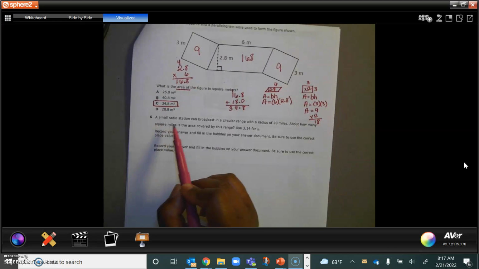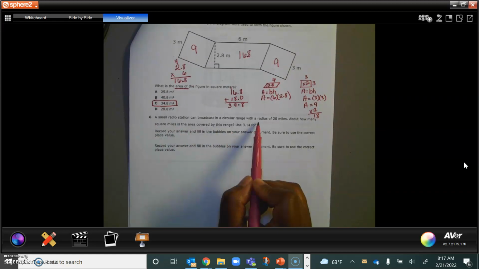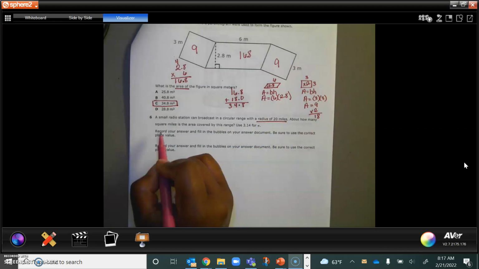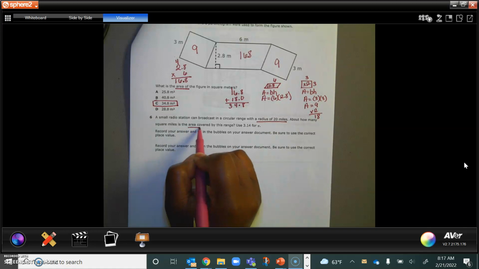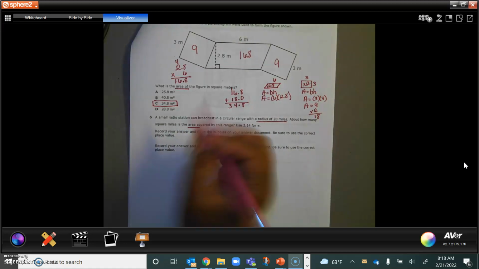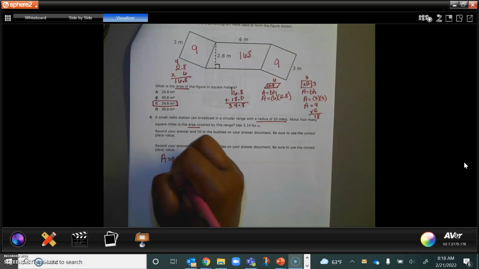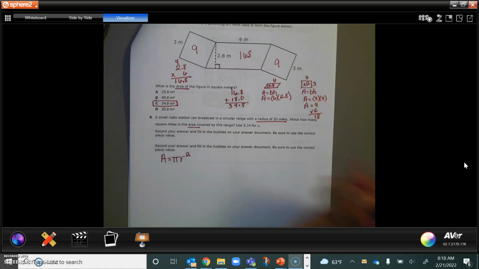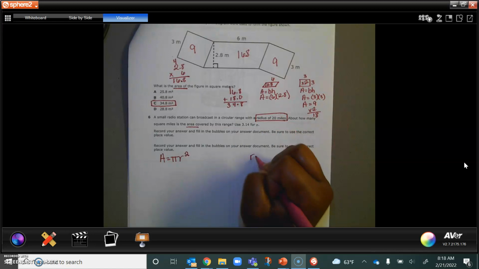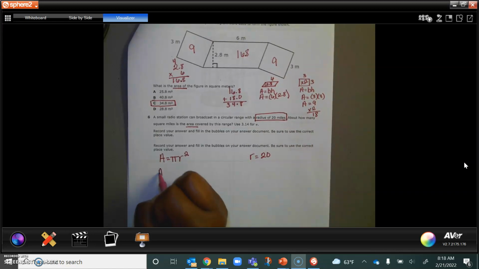Now, number 6 says a small radio station broadcasts in a circular range with a radius of 20 miles. About how many square miles is the area covered by this range? So I'm looking for the area. My formula for area of a circle is area equals pi times radius squared. Now I look at the information given to me, and I have a radius of 20 miles. Now all I have to do is substitute that in.